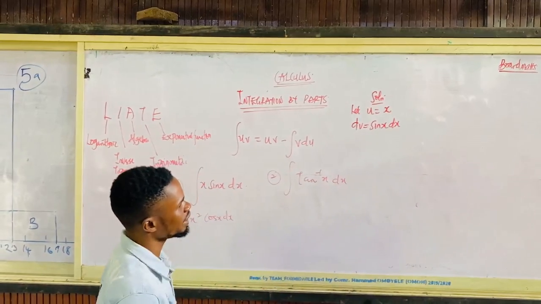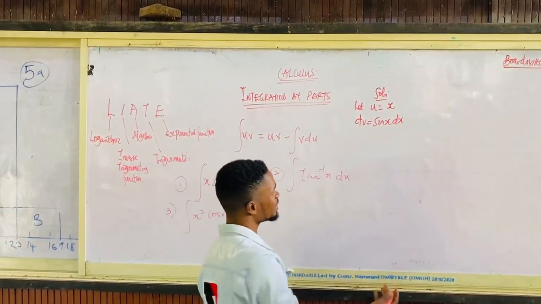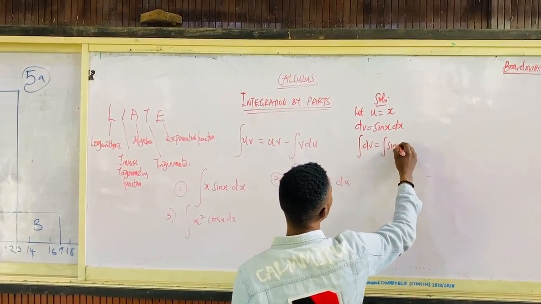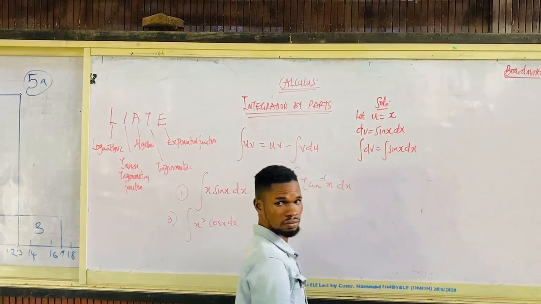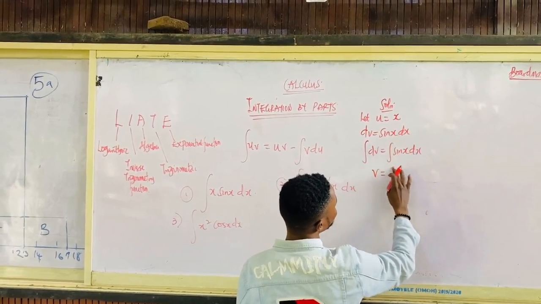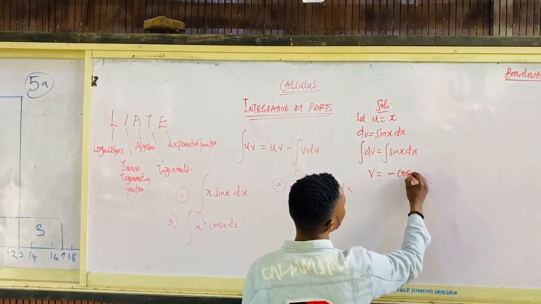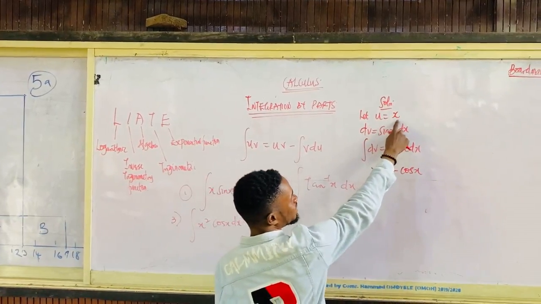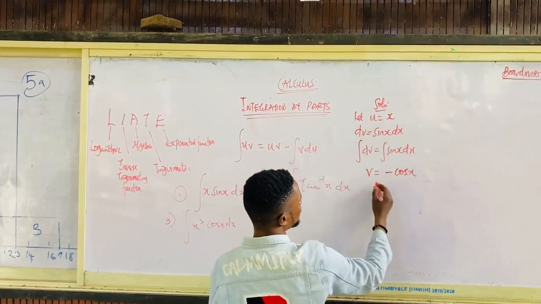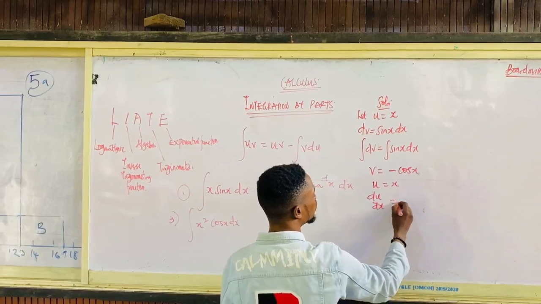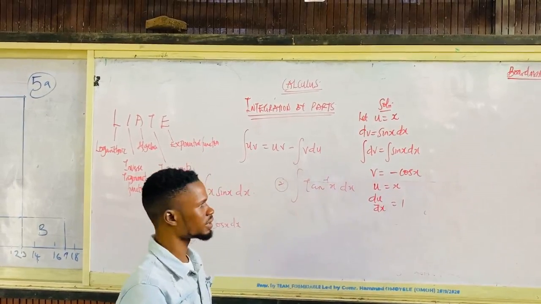So if u is equal to x and dv is sine x dx, that means if you integrate both sides of this equation to get your v. Here v is the integral of sine x, which is minus cos x plus c. Now u is x. If u is x here, that means du/dx is 1, and du is dx.